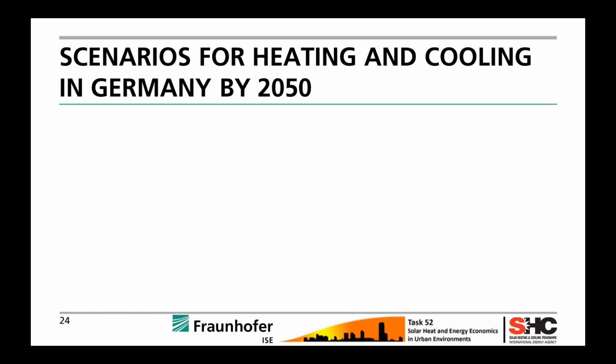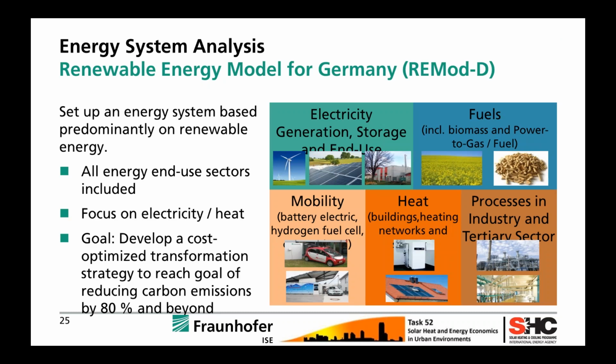Okay, I will switch now to the more detailed scenarios we have done in Germany. We have used the REMod model, and it's important to understand that we have included the electricity generation, the fuels, so power to gas is included, the mobility sector, the heat, and as well the processes in industry and the tertiary sectors. And the goal is to develop a cost-optimized transformation strategy to reach the goal of carbon emission reductions of 80% and beyond.